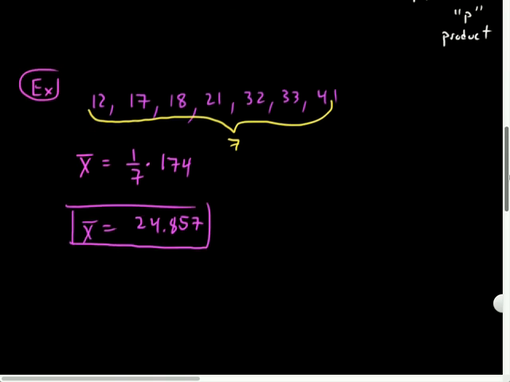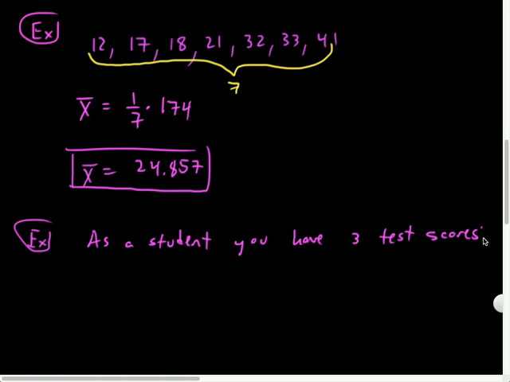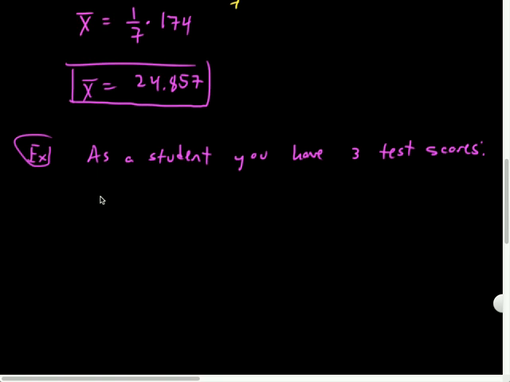Excellent. So here's a classic math problem. Let's say you're a student, and you have 3 test scores, which are the following. Let's say you've scored a 78. Let's say you've scored maybe an 82. And let's say you've scored, I don't know, maybe an 87.